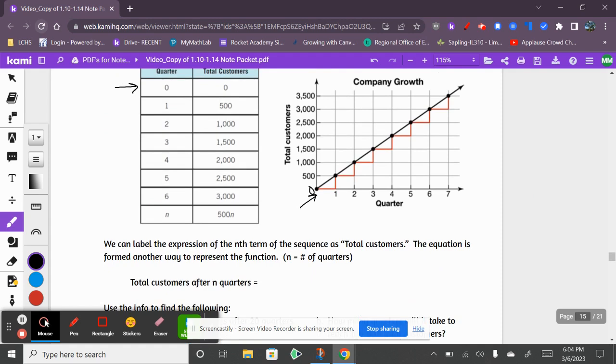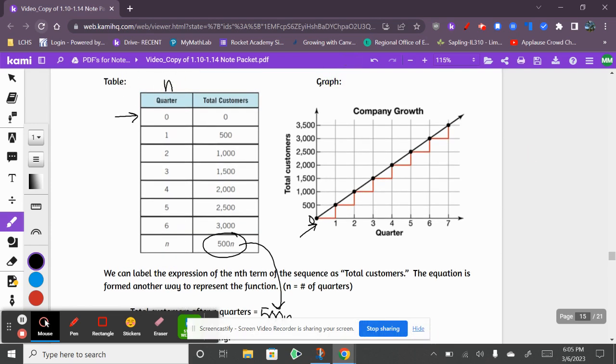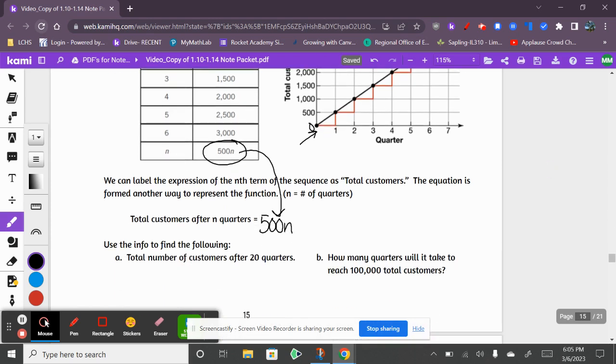We can label the expression of the nth term in the sequence as total customers. The equation forms another way to represent the function where n is equal to the number of quarters. So if we look at this, it even shows us right here the total number of customers after n quarters is equal to 500n. So all of these values can be found by taking 500 times n, and n is just what our quarter number is. So we can write an even fancier equation: the total customers is equal to 500n.